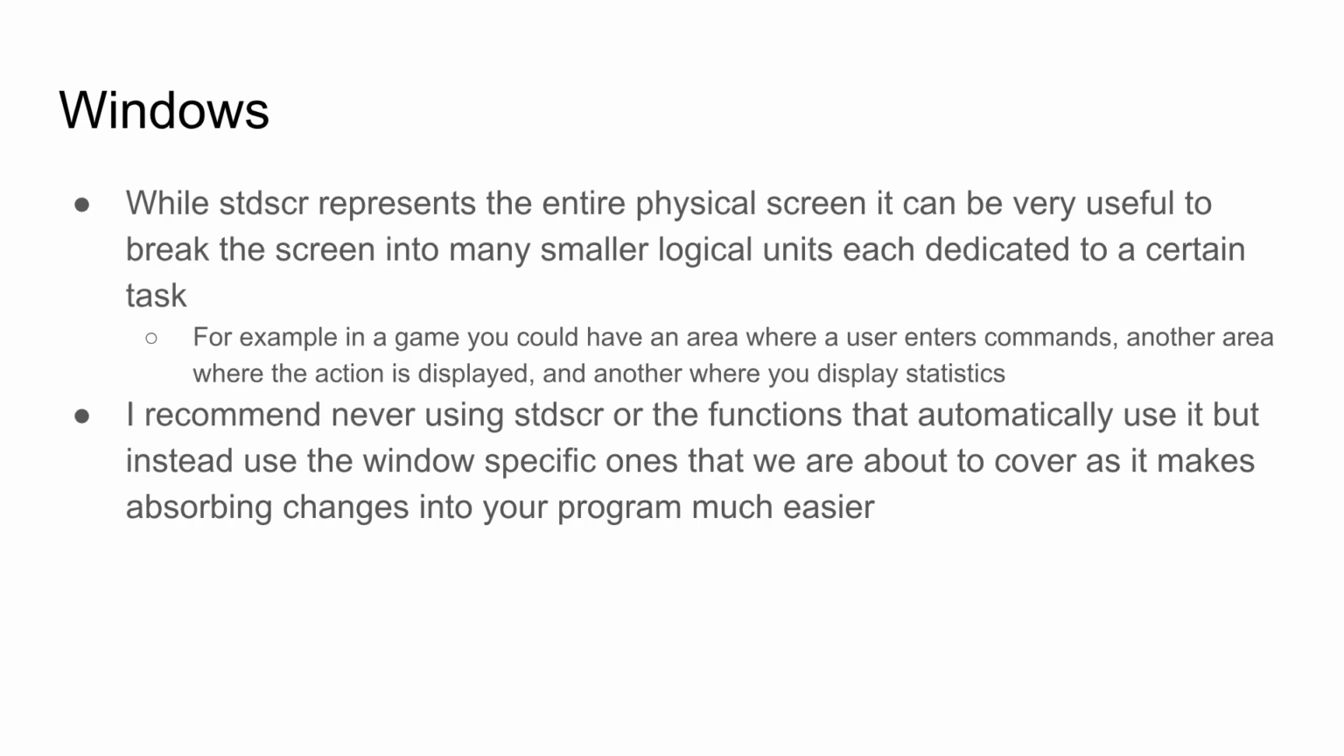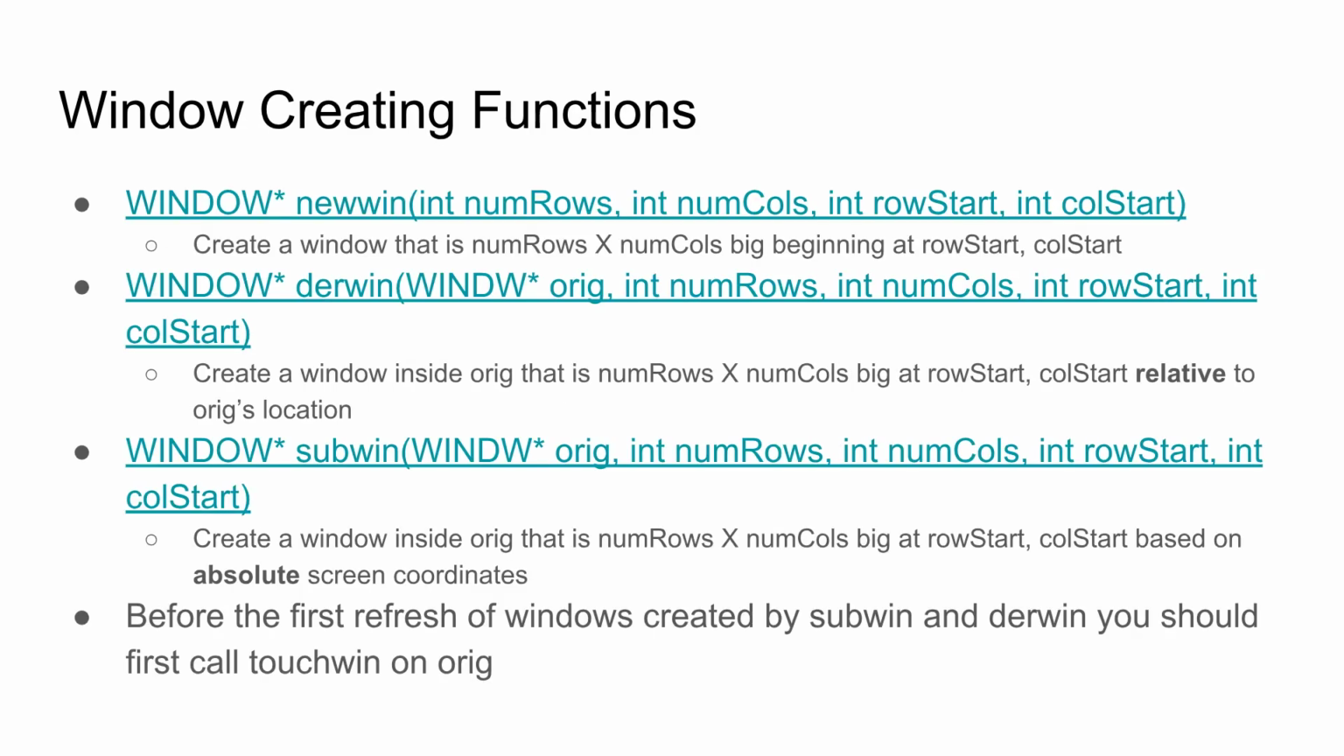So use the windows. If you want to create a window, there's a couple of different versions you can use. There's newwin, derwin, and subwin. Newwin will create you a brand new window that's numRows by numCols big, and it starts at startRow, startCol. The very upper left-hand corner of your screen is 0, 0. So if you want to start at the very beginning, it's 0, 0.